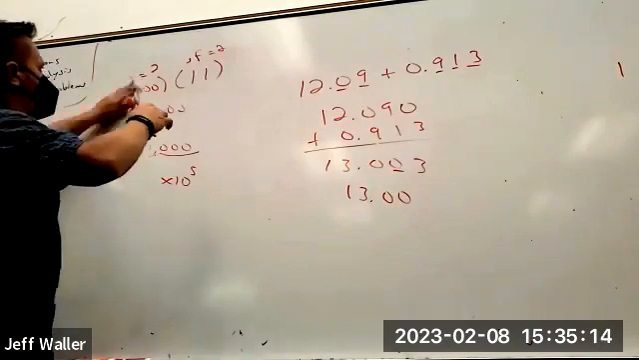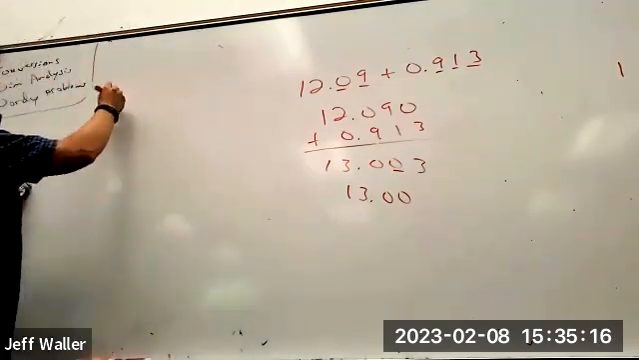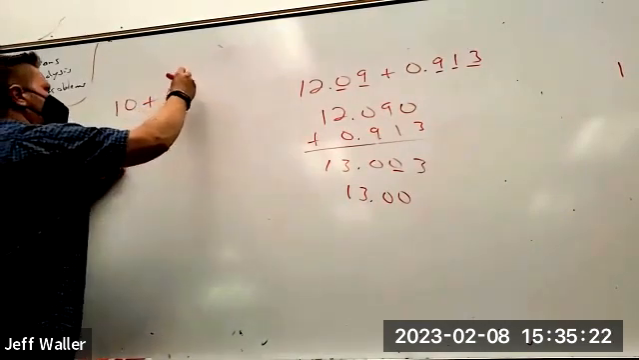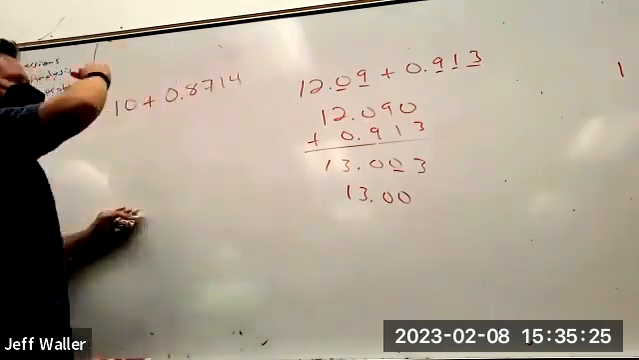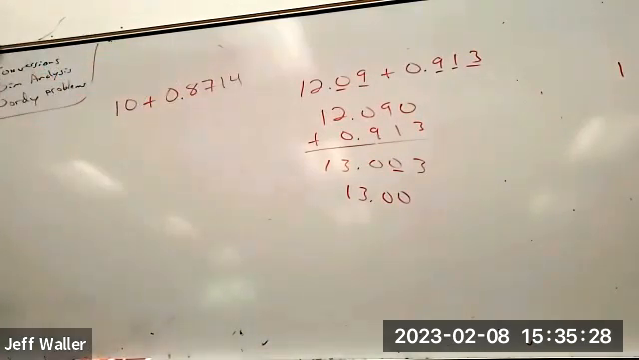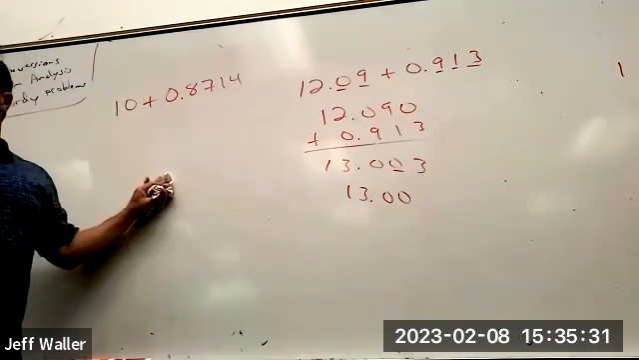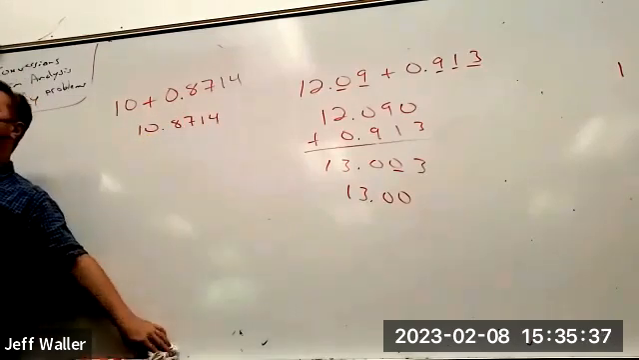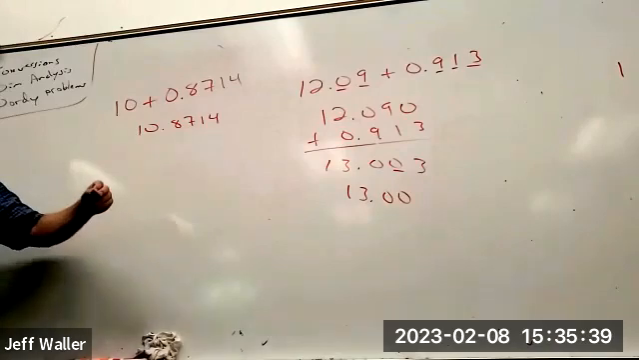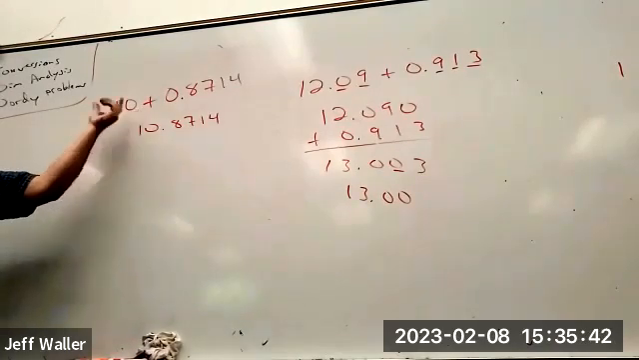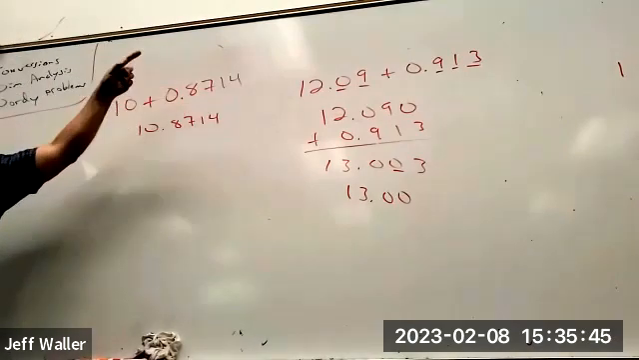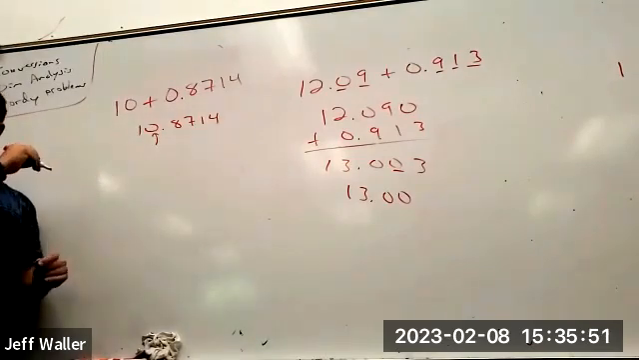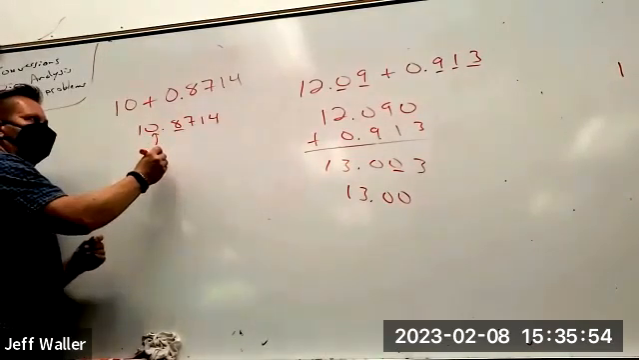Okay. So watch this. What about 10 plus 0.8714? So first, what's 10 plus 0.8714? Who's got the least decimal places? This one has how many decimal places? 0. None. This one has 4, but that doesn't matter. So mine better have no decimal places. So I want to round to the whole number. So what would it be? 11.